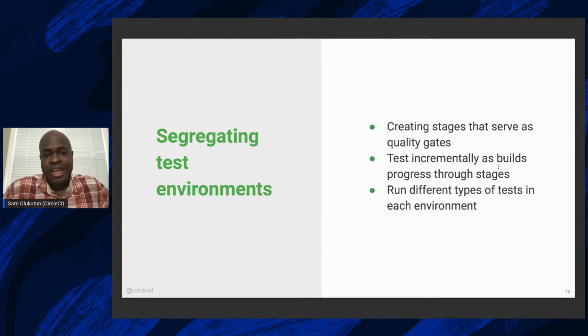Another key CI/CD best practice is the act of segregating your test environments. When we talk about segregating test environments, we're referring to the practice of creating stages that serve as quality gates in your pipeline. What you do in this scenario is that you test incrementally as your builds progress through those various stages. And this allows you to run different types of tests in each environment.